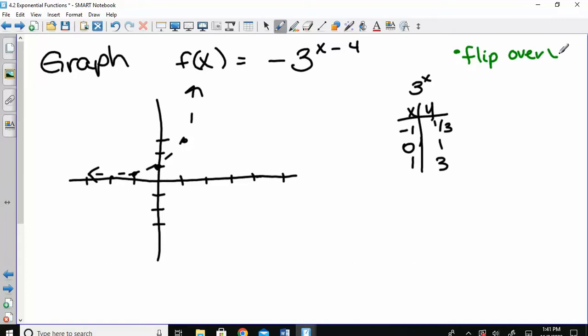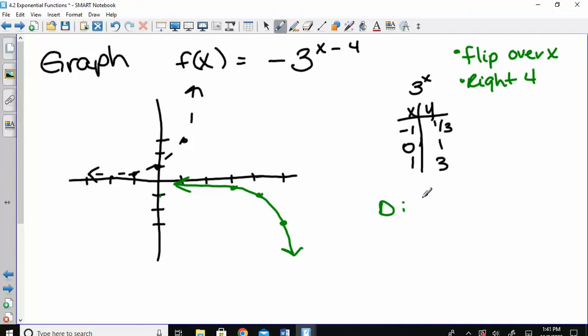So we flip over the x-axis and go right 4. If I flip this, it comes down, right 4. Flip that, it comes down to -1, right 4. Flip this one, so now it's 1, -3, right 4. So it looks like the same horizontal asymptote.